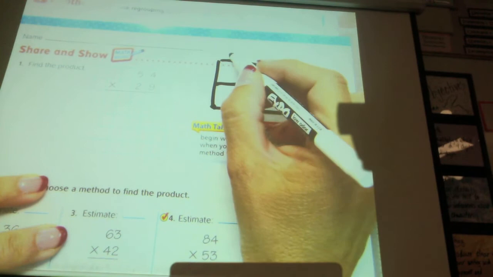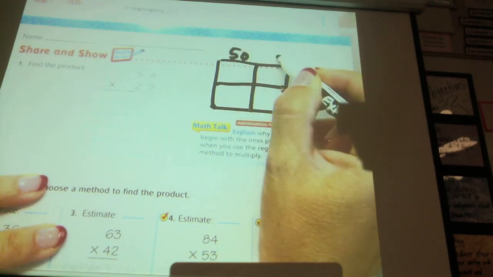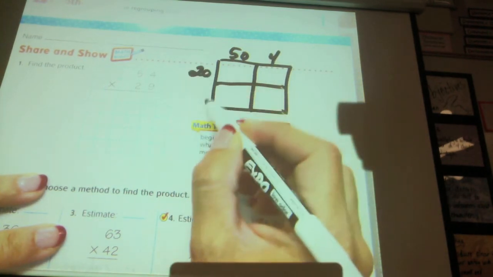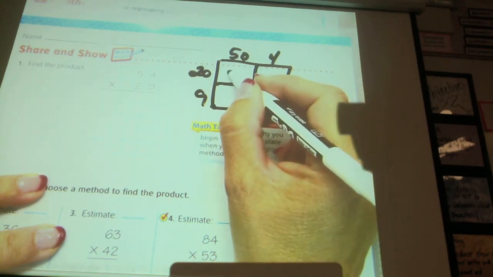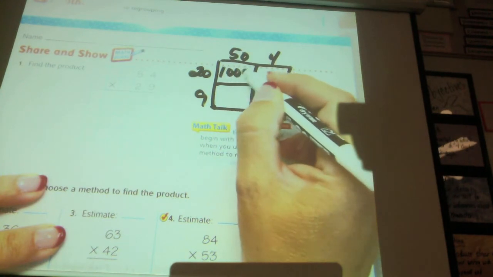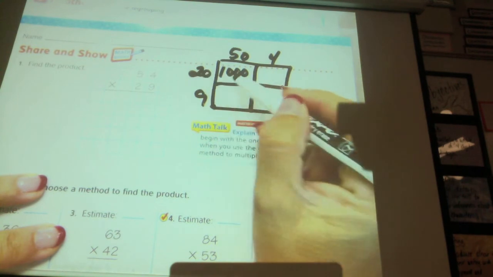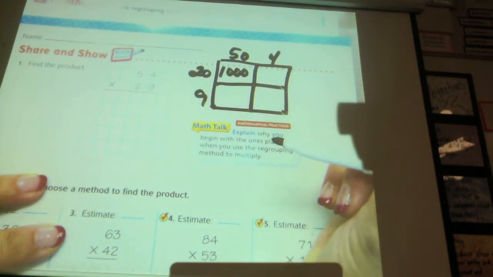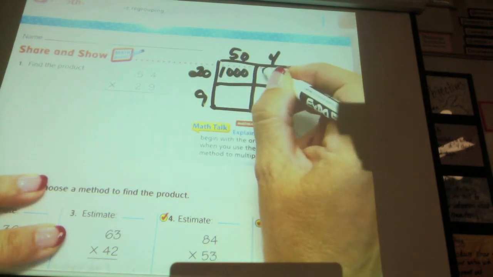What numbers am I going to put up here? If you did this, you can tell me. 50 and 4. Here's going to be 20 and 9. Okay, so 50 times 20 is not 10,000. It's 1,000. 5 times 2 is 10, times this 10 times this 10. That gives me 1,000. All right, now 4 times 20 is 80.